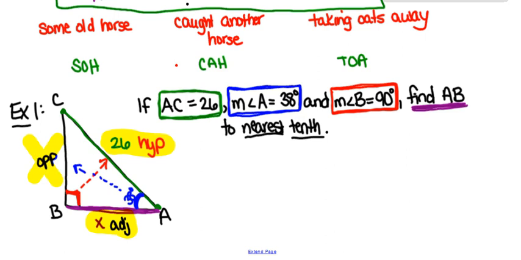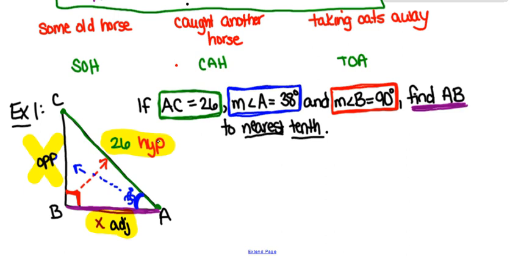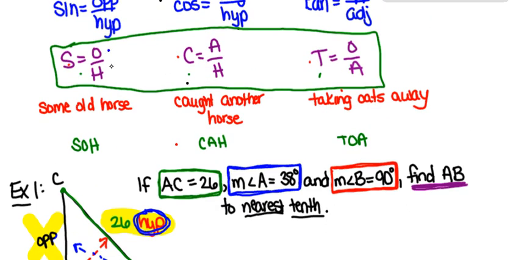That opposite is not going to be used. So we want to use the trig ratio here that deals with the hypotenuse and the adjacent, or H and A. So I'm going to go back up here. This one deals with H and O. This one deals with H and A.